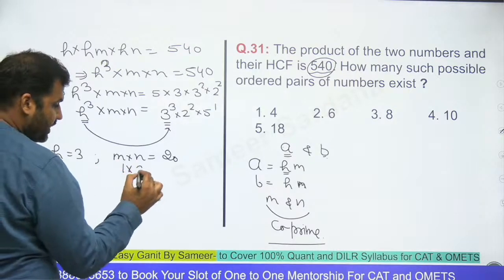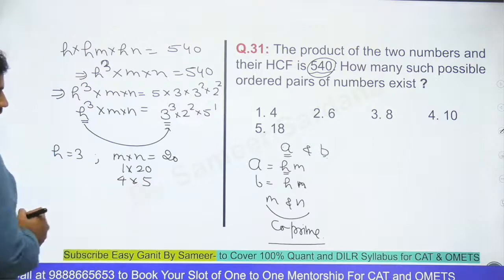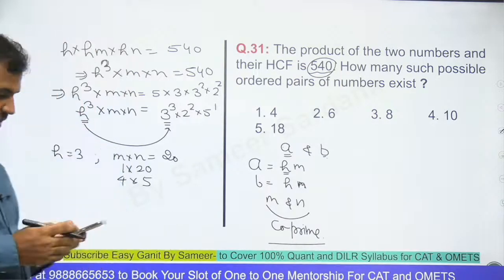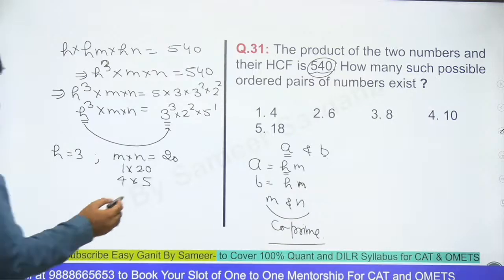One possibility is to take it as 1 into 20, 4 into 5. Is there any other way to write down M into N as a product of two numbers which are co-prime with each other? Is there any other way, children? No, right? So there are two ways. These are the two ways, right?